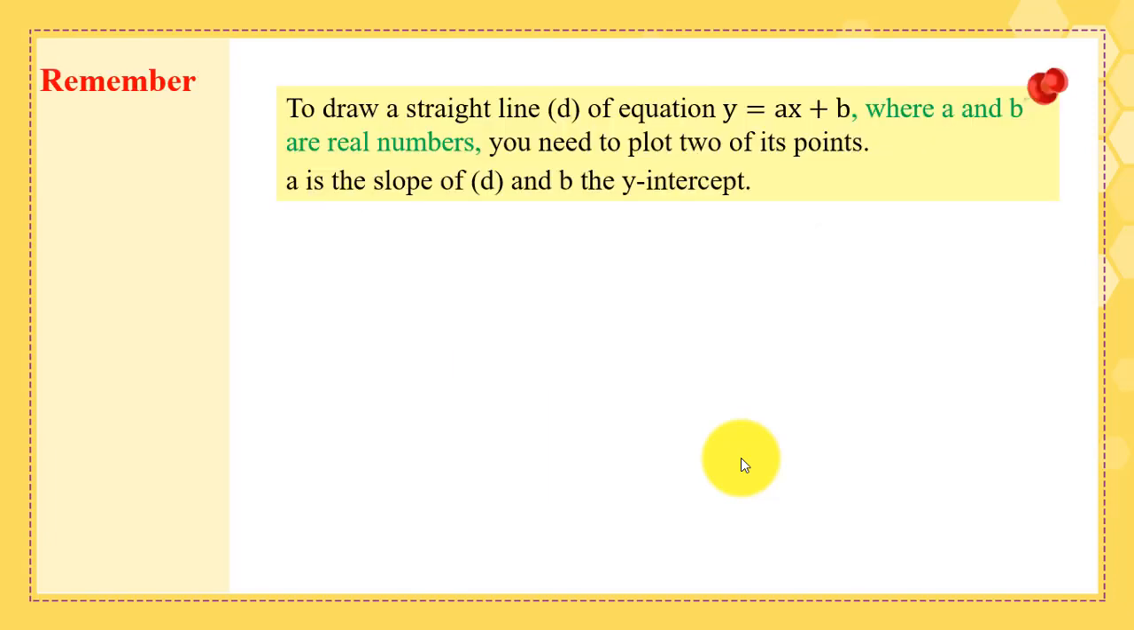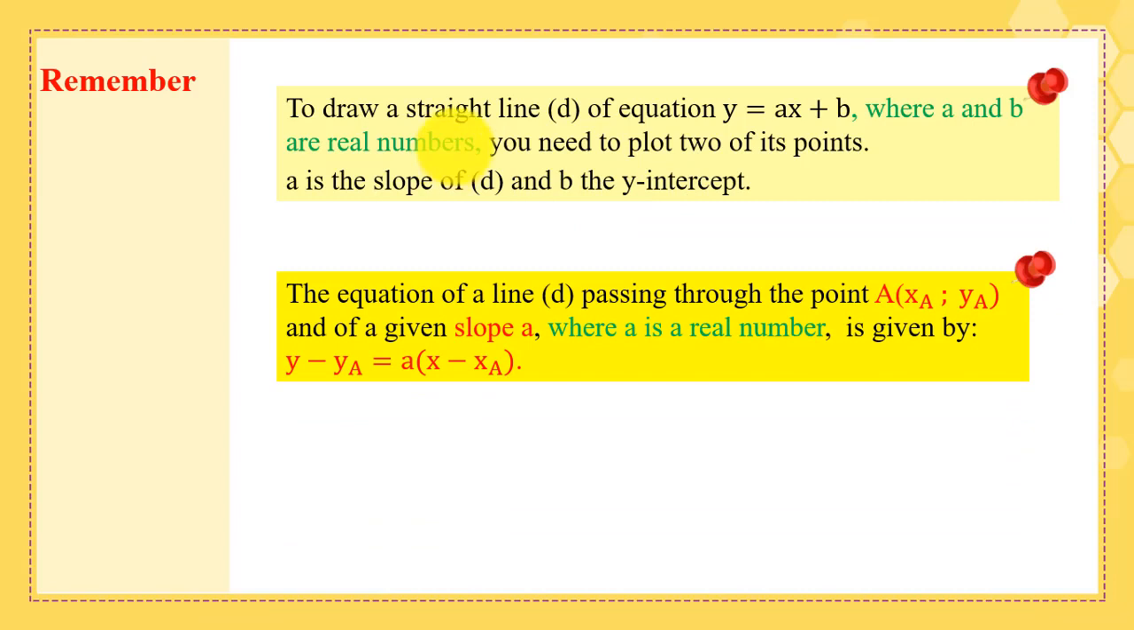In the previous lesson, we learned to draw a straight line D of equation y equals ax plus b, where a and b are real numbers. This is the general form of the equation of a straight line. You need to plot two of its points. Also, a is the slope of D and b is the y-intercept.